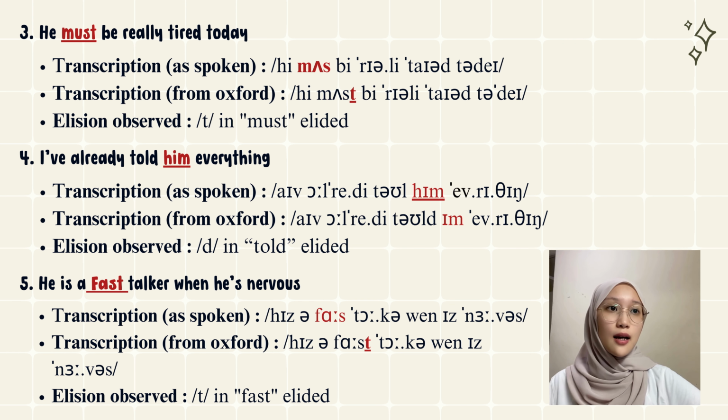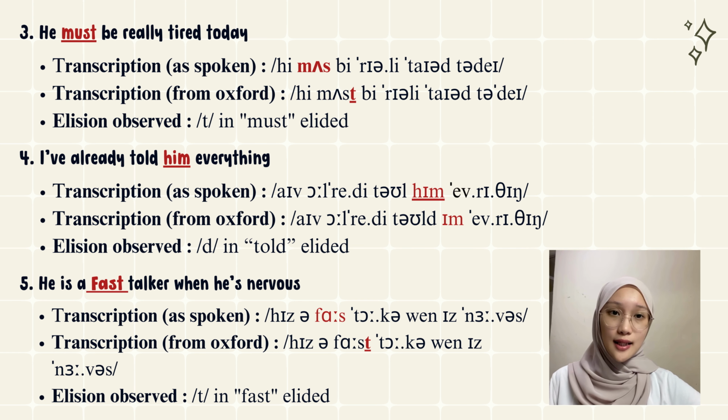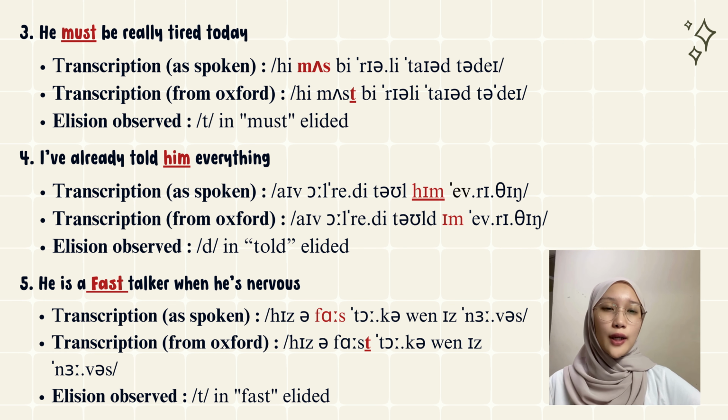In this sentence, elision happened in the word fast. The expected pronunciation is "fast" with a t sound at the end, but the speaker said it as "fas," dropping the final t sound. This often happens when one word ends in t and is followed by another consonant sound, like the t in talker. And again, it is to make the speech sound more natural.